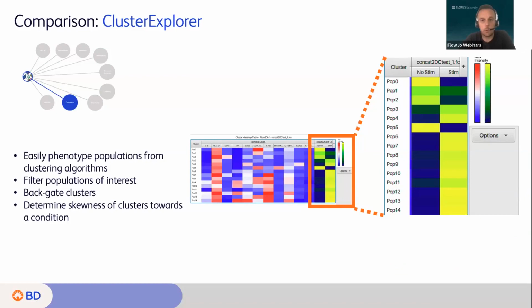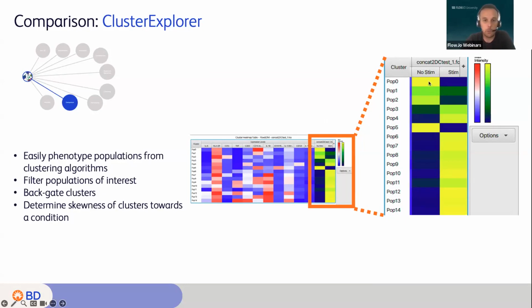Also on Cluster Explorer, what you can do, you can compare your different conditions. So on your heat map, you, of course, have your different clusters as rows and your different markers as columns, but you can add additional columns with your condition. And we're going to tell you if this population is overexpressed or underexpressed in your condition. So if it's yellow, that means this cluster is really well represented in this condition, and when it's blue, that means it's underrepresented in that condition.